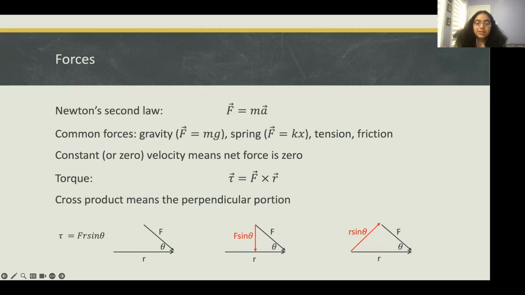If you have a constant or zero velocity, that means the net force is zero, since force causes acceleration. So if it's not accelerating, no net force. So it could be just equal forces in different directions.